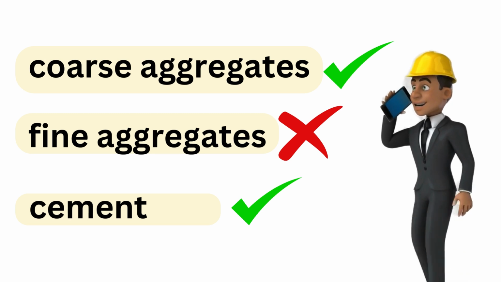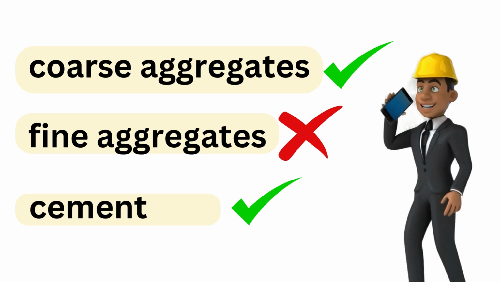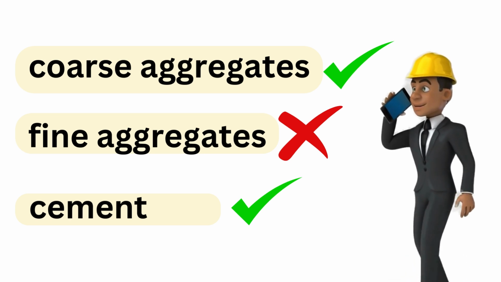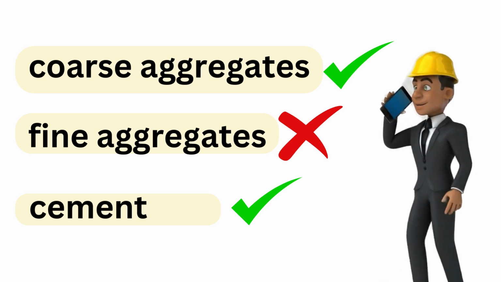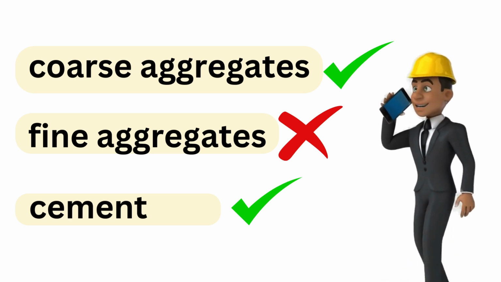Unlike traditional concrete, which uses a mix of coarse aggregates, fine aggregates, and cement, no-fine concrete is specially formulated with only coarse aggregates and cement. That's right, there's no fine aggregate in this mix.